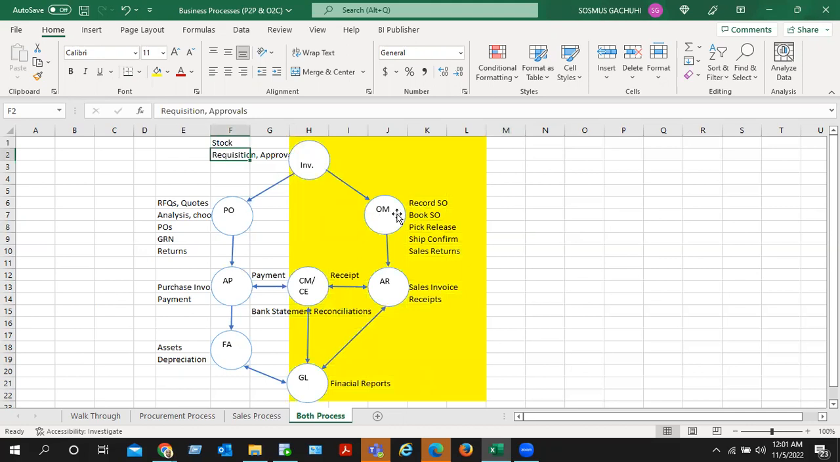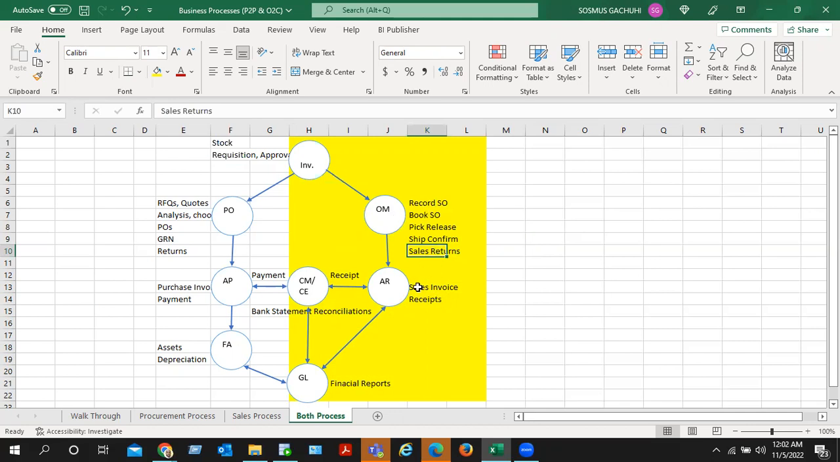Then we have order management under the sales department, whereby recording of the sales order is done. Then booking of the sales order is also done. Then there is pick release, there is ship confirm. Then if in any case there are sales returns, they will also be booked or recorded under order management.